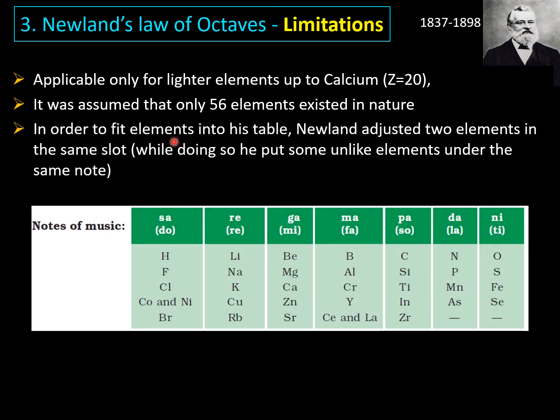In order to fit elements into his table, Newland adjusted two elements in the same slot. While doing so, he put some unlike elements under the same block. You can observe here, cobalt and nickel are together in the same slot. Cerium and lanthanum are also placed together in the same slot.